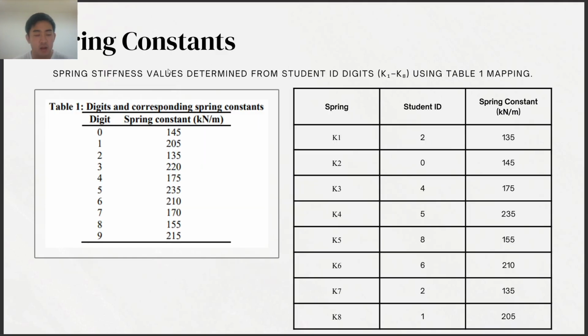Based on the assignment, there are 8 equally spaced springs, and the spring stiffness values are determined from the student ID digits using this table as shown. My student ID is 20458621, and the spring constant values that I obtained from this table are tabulated here on your right.